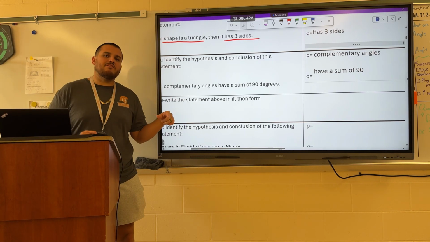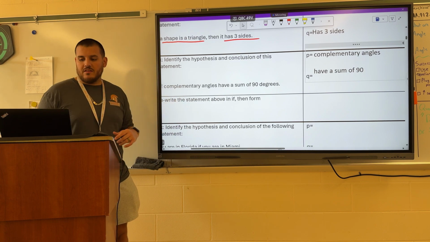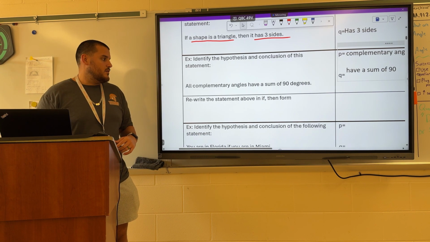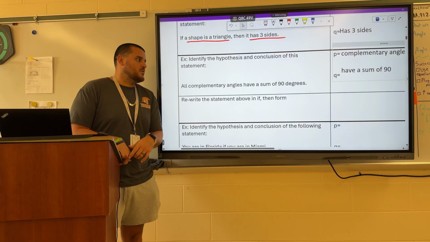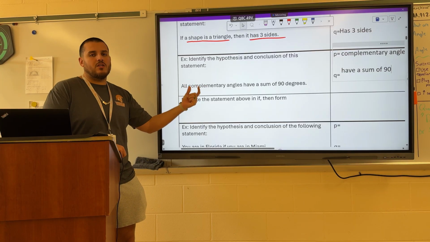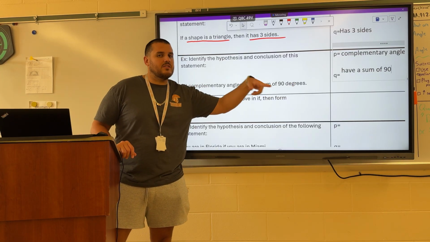So again, if you're not in if-then form, your subject you can think of as your hypothesis, all complementary angles, and then the details about that subject would be your conclusion. Complementary angles have a sum of 90 degrees.